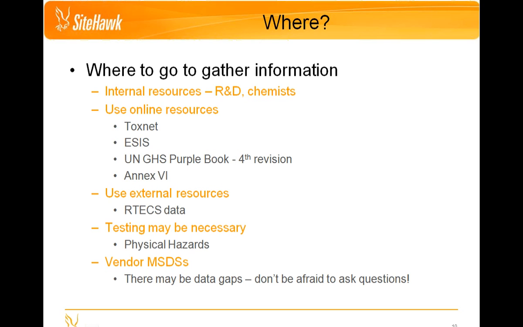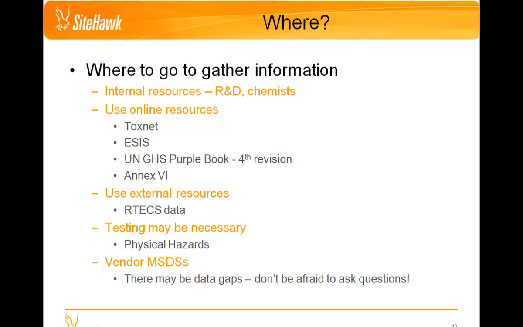You can also use the GHS Purple Book. It's available online as well. We're on the 4th revision of GHS right now, but all of the previous versions of the GHS Purple Book are also available. I do know that you mentioned that some of these resources are free. There are also some that are subscription-based or you have to purchase the data.